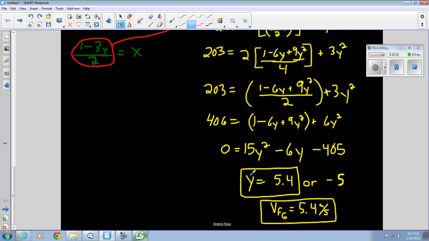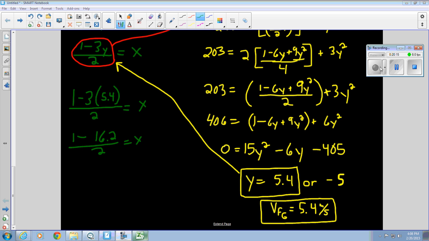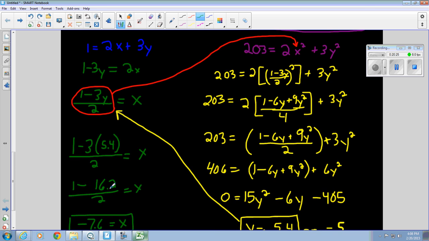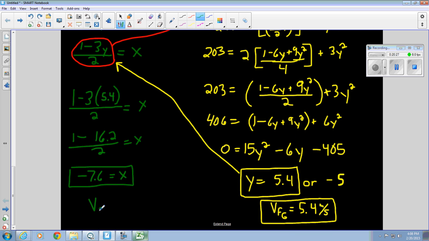And to find the velocity of the red ball, I can take this and plug it into this equation and solve for the red ball. Plugging it in, you'd get negative 7.6 for x, so that tells me that the velocity final of the red ball, which is x, is equal to negative 7.6 meters per second.